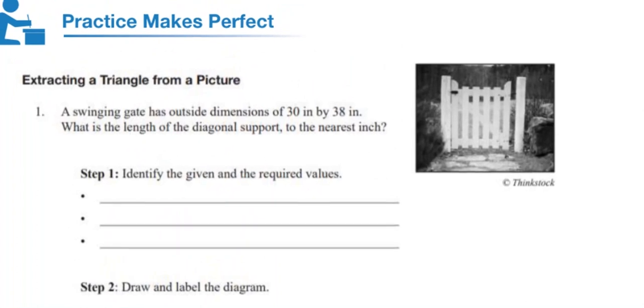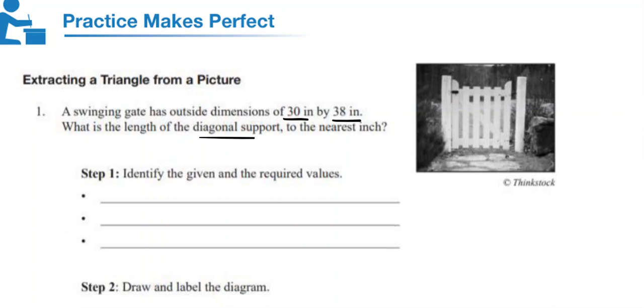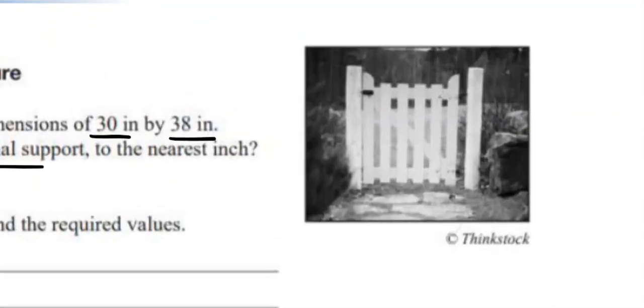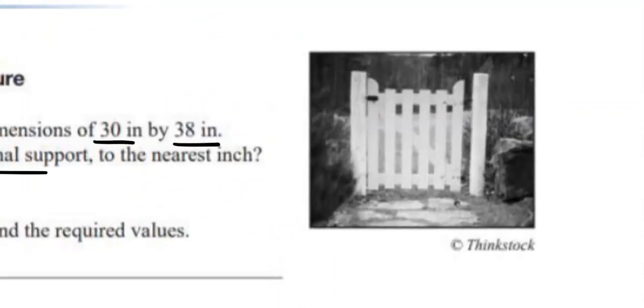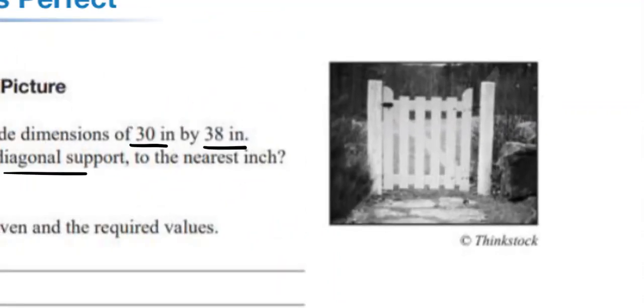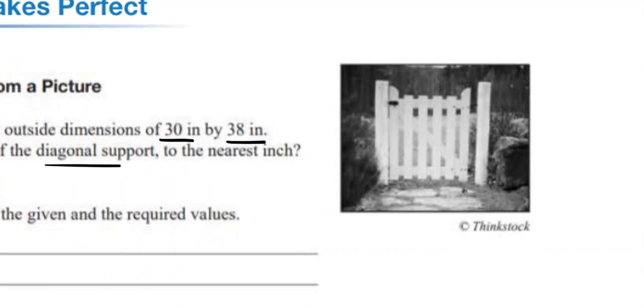All right. So this question says, a swinging gate has outside dimensions of 30 inches by 38 inches. What is the length of the diagonal support to the nearest inch? If we're looking at this picture, let's figure out what we're looking at here. This is saying that the dimensions are 30 by 38, right?